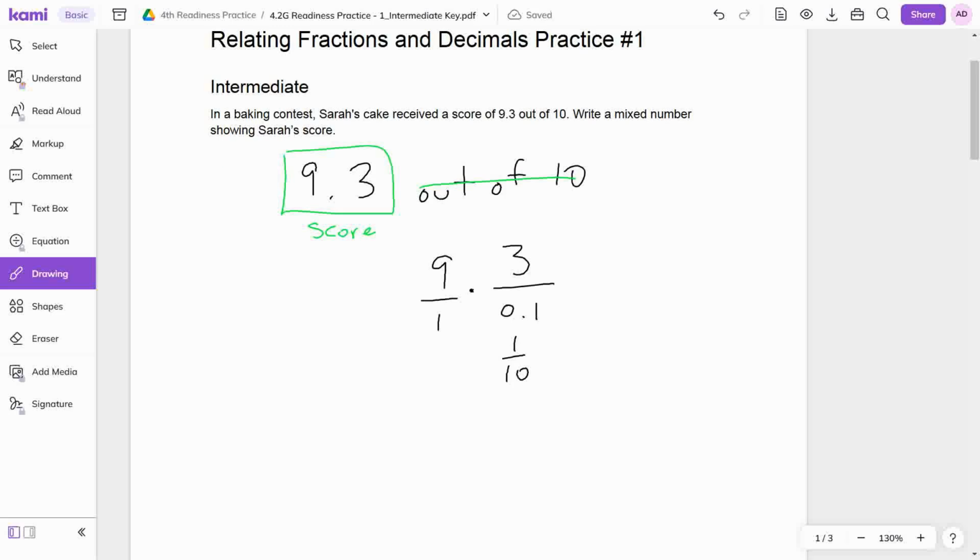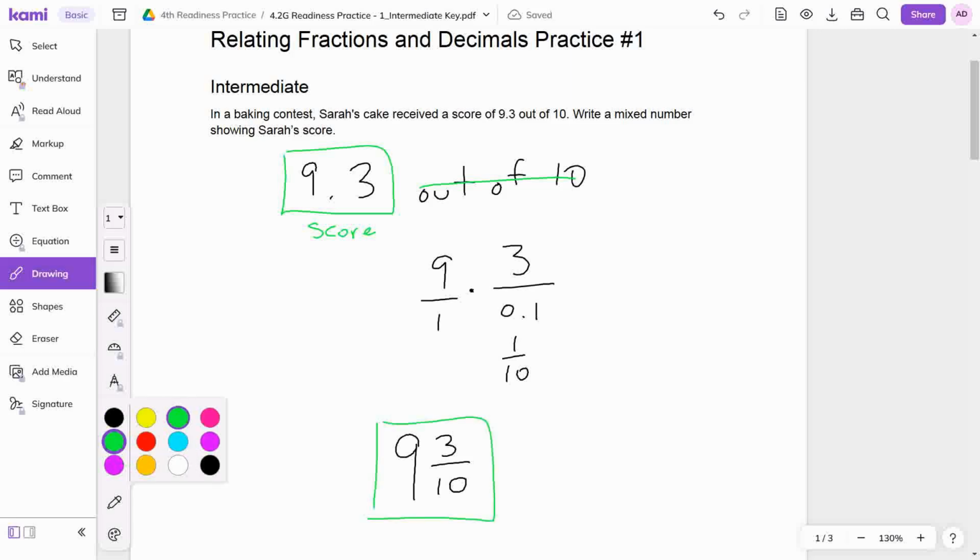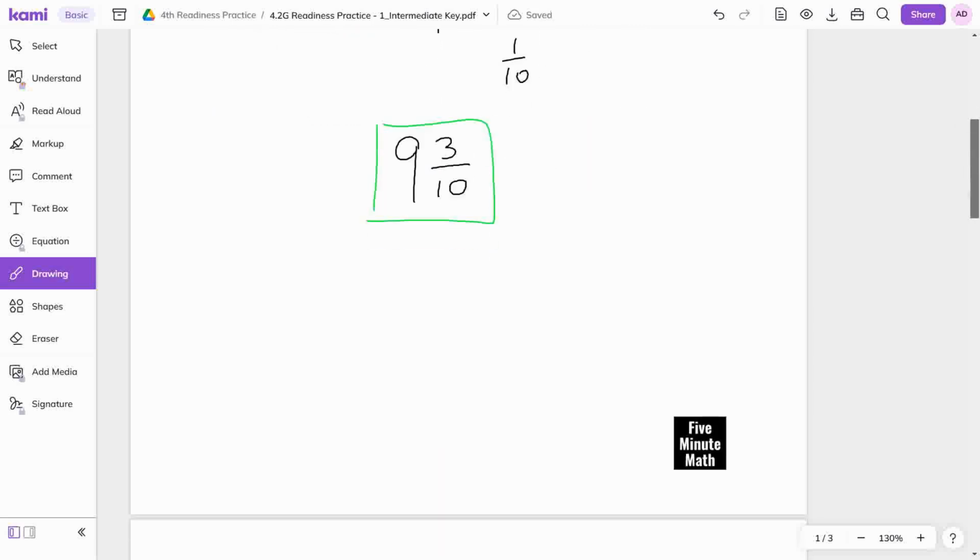So when we have a mixed number, we have a whole number. So we're going to put that right here. And then what we need to do is we need to write the decimal 0.3, 3/10, as a fraction. And if we can say it like that, 3/10, then we can write it exactly like we say it. So 9.3 is the same as 9 3/10. And that 3/10 is our fraction. The 9 is the whole number. That's what makes it a mixed number.